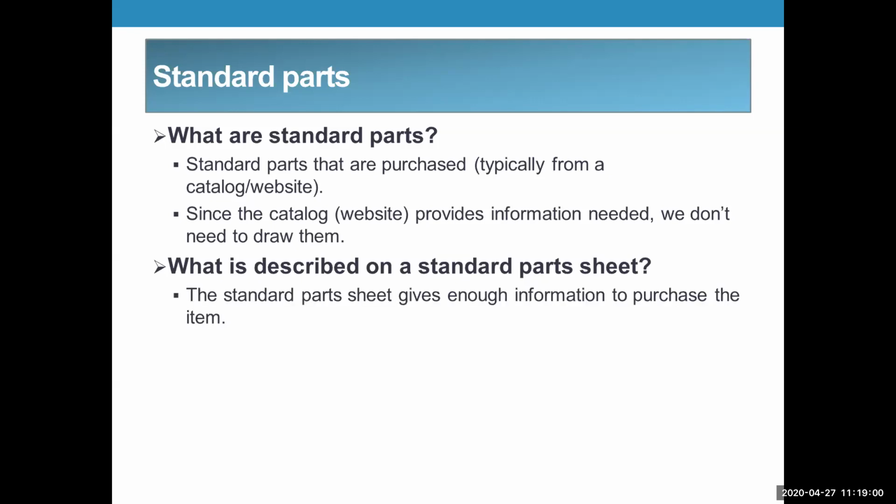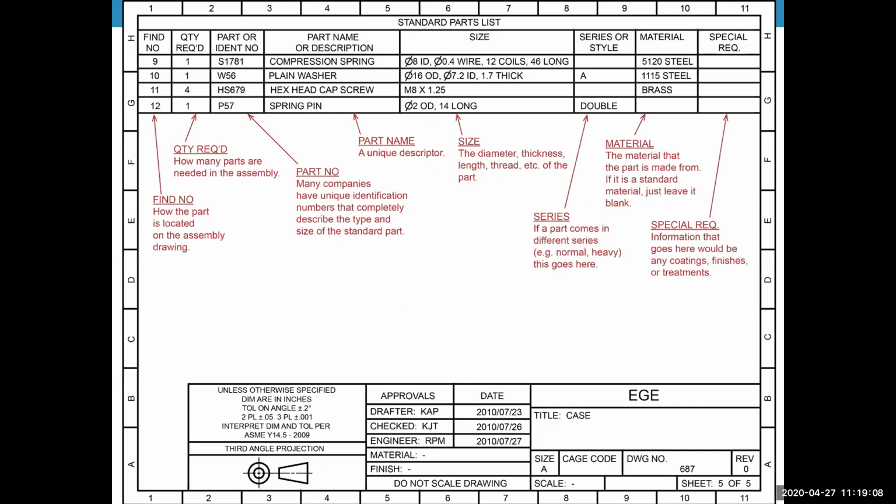So on a standard parts sheet, we should provide enough information to purchase the item. That should include the part number, the manufacturer's part number, the description, and material.